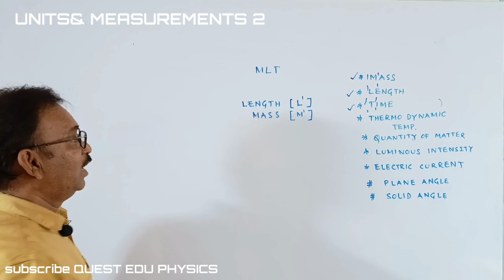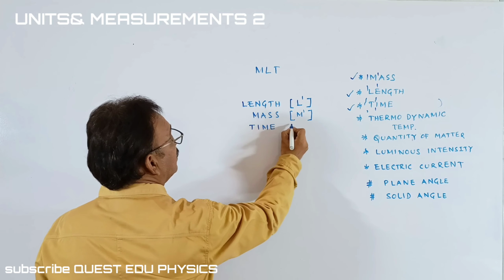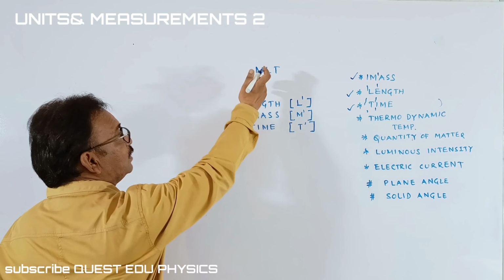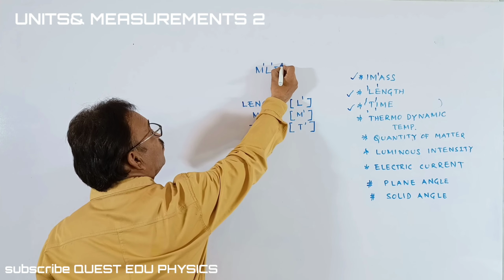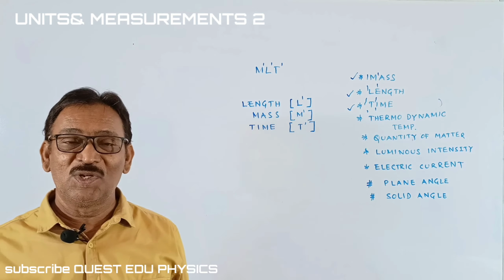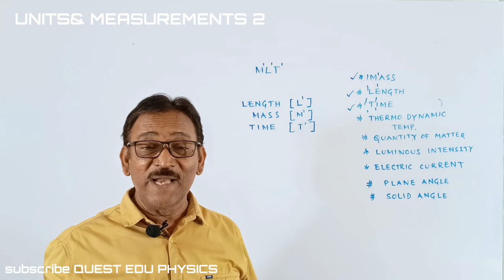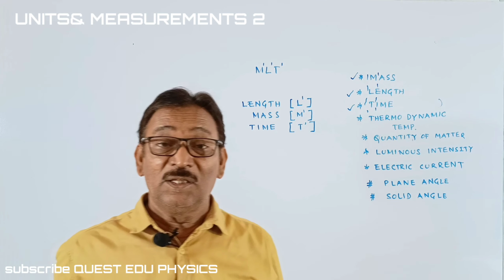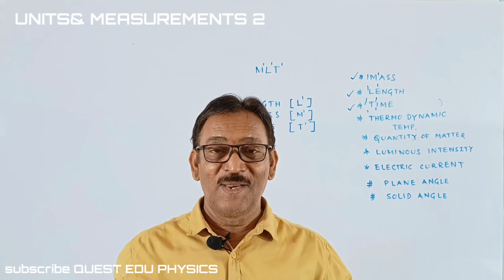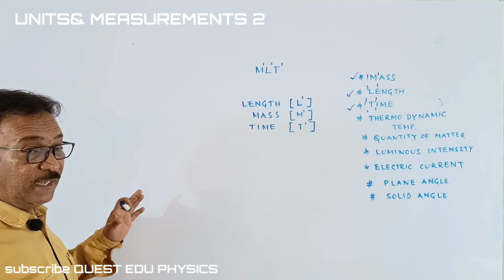Okay, students, and time is T power 1. I'm writing the same here. Now I put the powers. These powers are known as the dimensions, students. What are these powers? Powers are known as the dimensions. What is the dimension? The power to which the fundamental physical quantity is raised. Dimension means the power to which the fundamental physical quantity is raised.